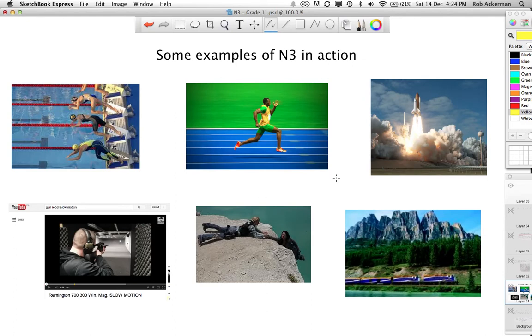So for each of those objects, in a moment, pause the video, and I'd like you to draw a free body diagram for each of them and see if you can identify what forces are acting. Okay, please do that now and then come back.